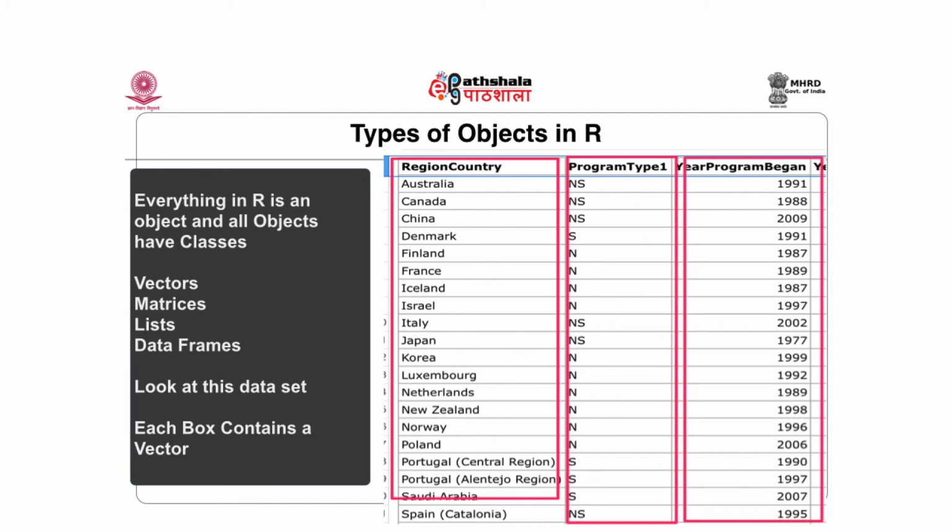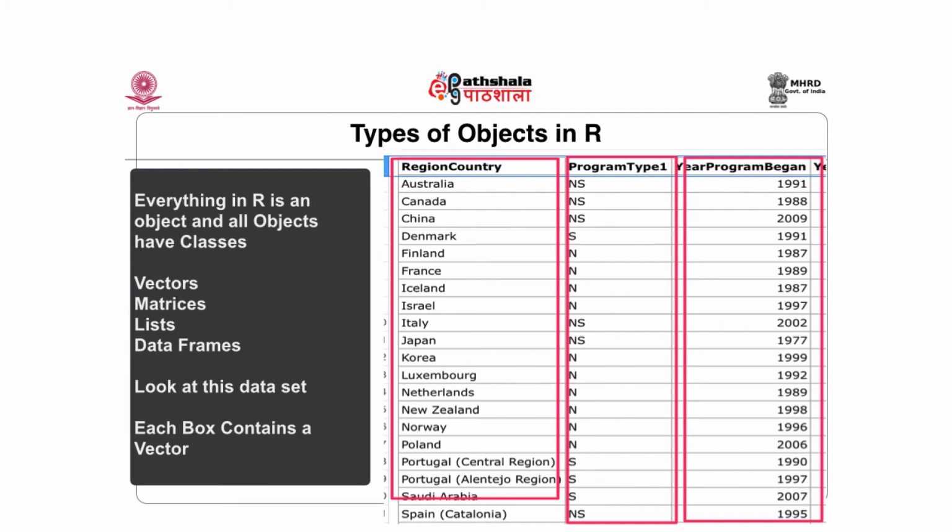For example, you can see that in this particular graphic, look at the square boxes. Each of them is a vector. That is, the region country contains the names of countries and regions. The program type, that is NS or S or N, is a type or factor kind of object, but it's a vector again. And of course, the years in which the programs began, in this hypothetical data set, are numbers, and these numbers also form a vector.